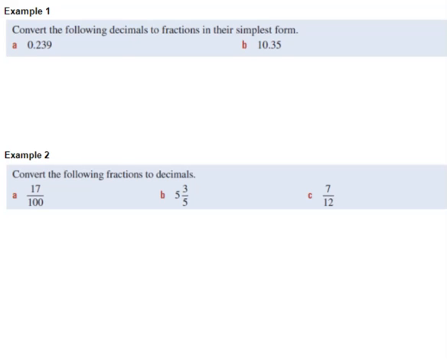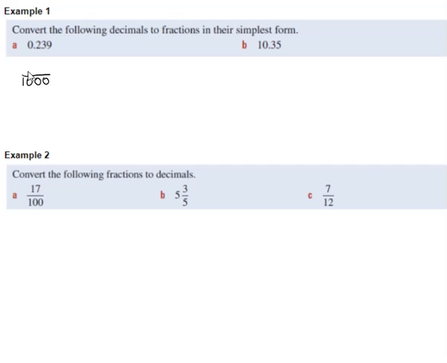So let's go through a couple of the examples of converting decimals and fractions. The first example is: convert the following decimals to fractions in their simplest form. So 0.239. There are 3 numbers after the decimal point, which means automatically we have got 1,000 on the bottom. The zeros in the denominator have to match the number of decimal places in the answer.